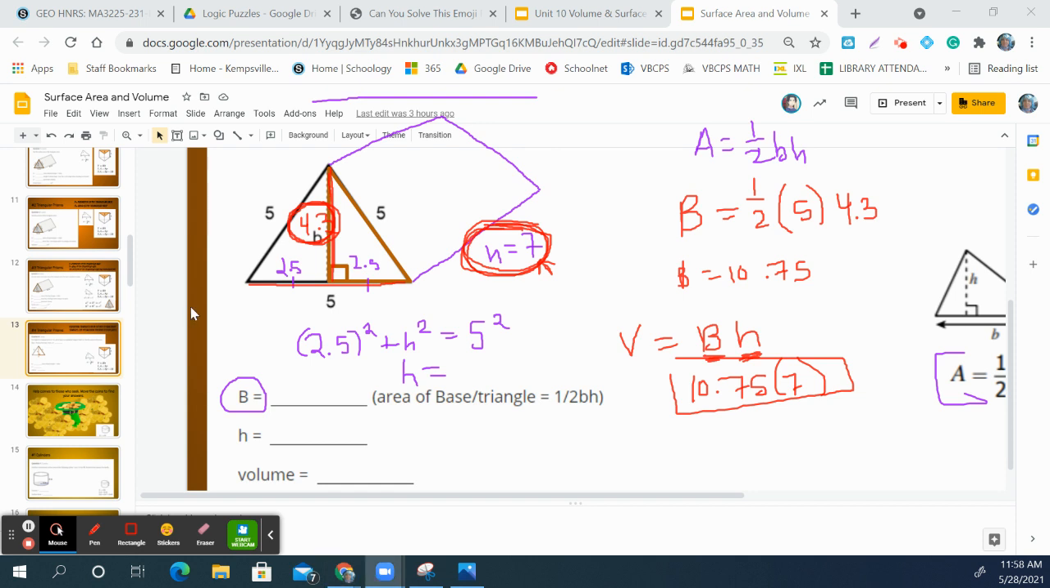Any other questions on the triangular prism one? I'm happy to go back if we need to. Otherwise, you should be starting on the cylinders at this point. Cylinders are a lot easier than triangular prisms.